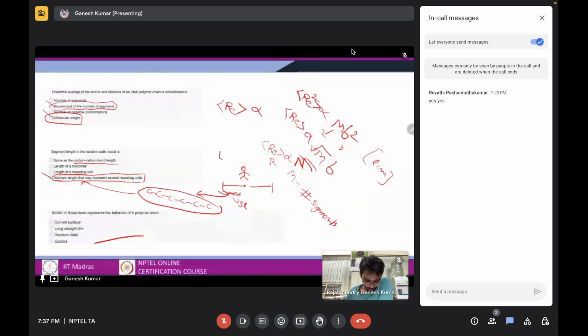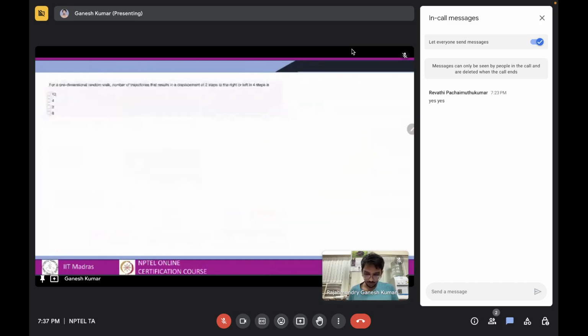Coming to the last one on this slide: which of these best represents the behavior of a polymer chain, whether it is a curved surface, a long straight line, a random walk, or a cuboid? The behavior of the polymer chain is represented by the random walk. That's what we discussed in this particular problem as well. Coming to the next question.